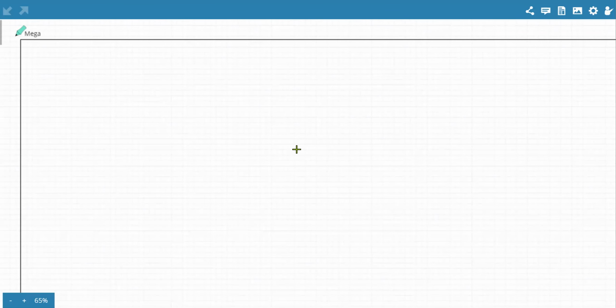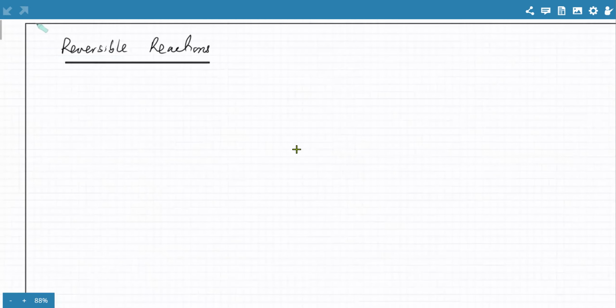Okay, so let's start with reversible reactions. These are reactions which can go in both directions, right? Reversible reactions are represented by two arrows, both pointing in opposite directions. One is pointing forward, the other one is pointing backward. So there's your reactants, and here are your products.